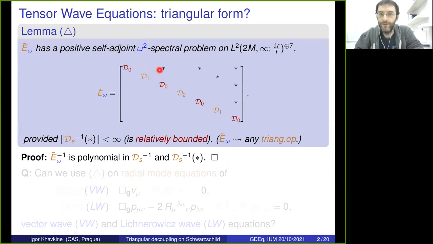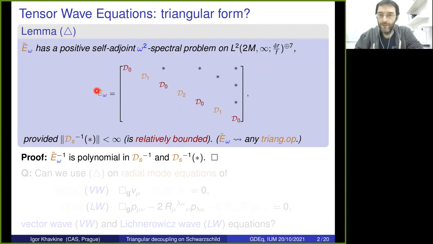And if it so happens that these off-diagonal terms are, there's a technical word for it, relatively bounded with respect to the diagonal operators that appear here. Formally, you have to introduce a bit more notation to define this, but you could basically just say that what's important is that the inverse of one of the diagonal operators multiplied by one of the off-diagonal ones should be bounded in the functional sense that we're talking about here.